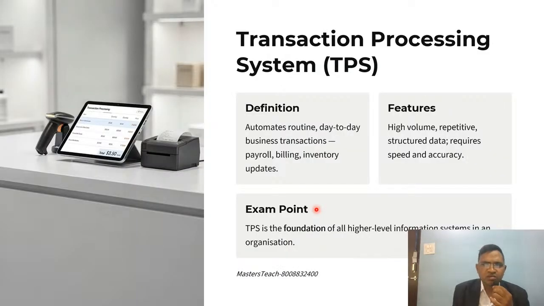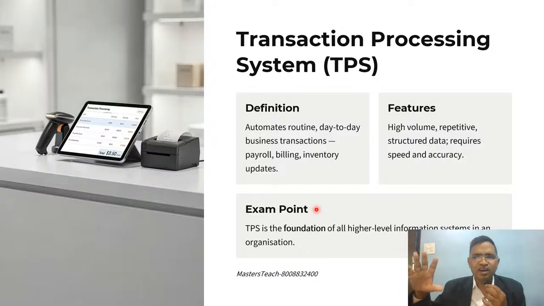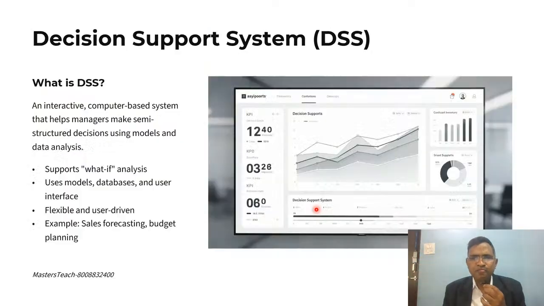Okay, so what is a transaction processing system? It is used for day-to-day operations like payroll and billing. Its feature is that it can handle n number of transactions repeatedly. Then the decision support system is used by the manager to make decisions. It is an interactive, computer based system.